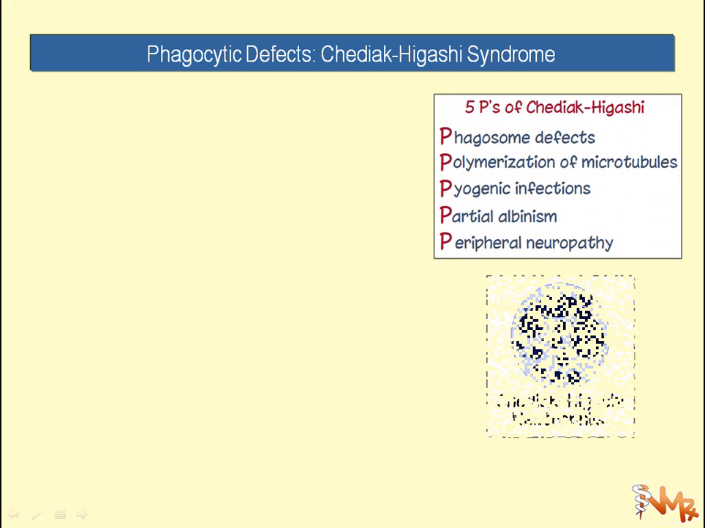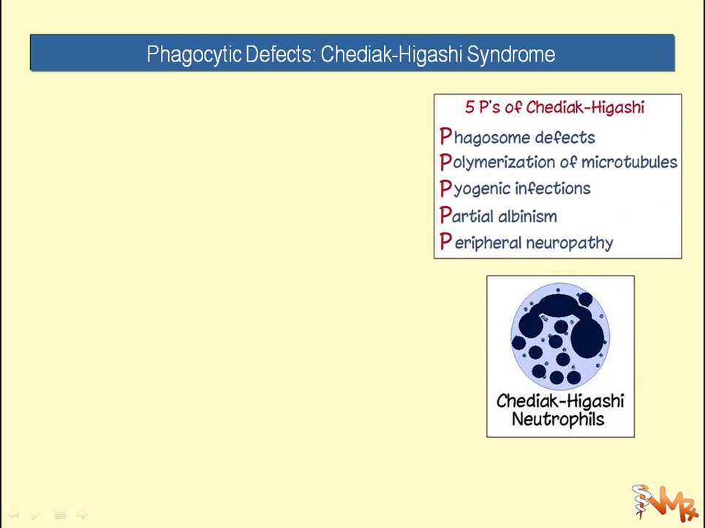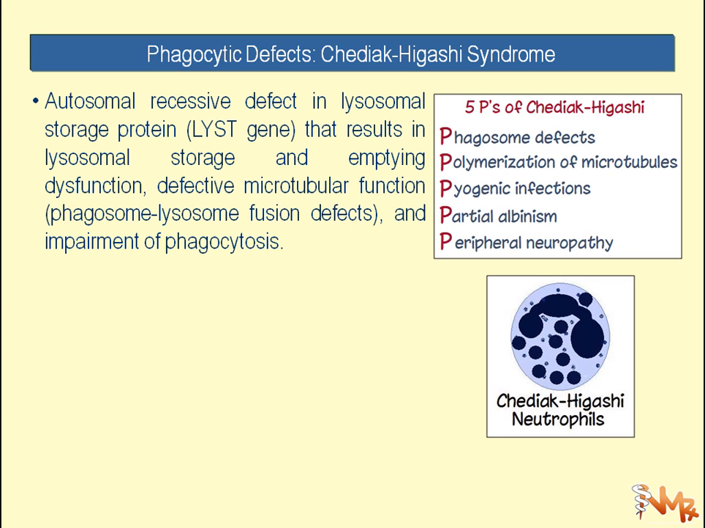So let's look at Chediak-Higashi syndrome. And I have one good mnemonic here for you, the 5 P's of Chediak-Higashi, and you can refer to this mnemonic as you desire. And the picture below shows neutrophils with unique inclusions inside them. This is what you expect to see in Chediak-Higashi syndrome.